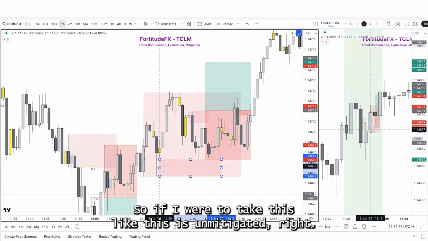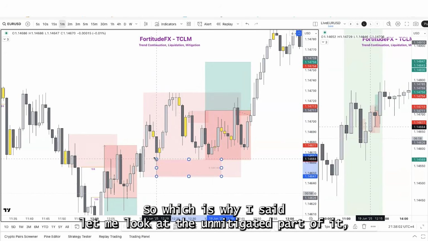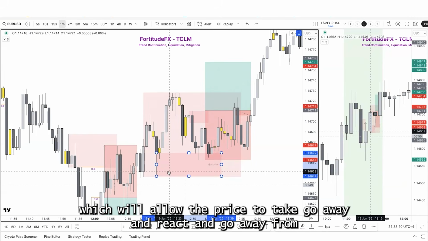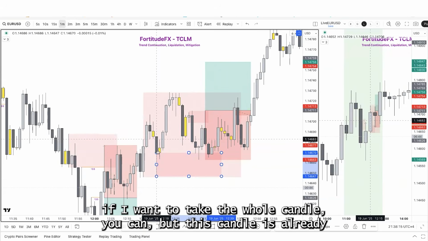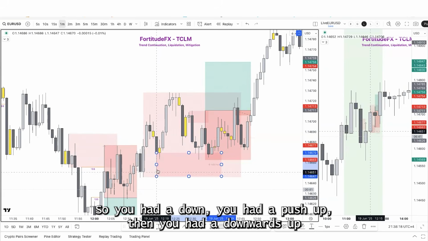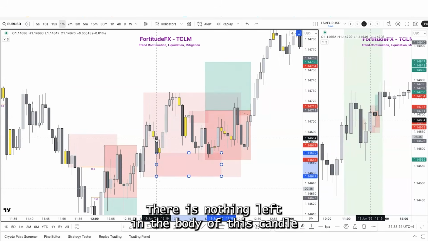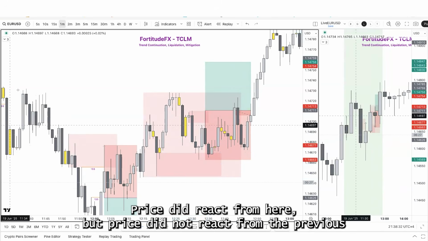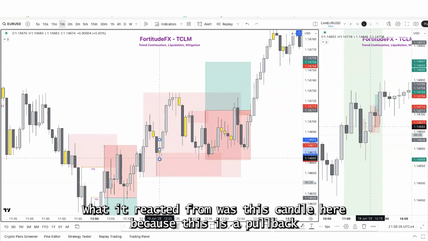So if I were to take this, this is unmitigated, right? Which is why I said, let me look at the unmitigated part of it, because there is definitely something in here which will allow the price to go away and react from. If I were to take the whole candle, you can, but this candle is already mitigated, right? So you had a down, you had a push up, then you had a downwards move, and it pushed up again. There is nothing left in the body of this candle that price would be reacting to. Price did react from here, but price did not react from the previous bearish candle. What it reacted from was this candle here, because this is a pullback before it went up.